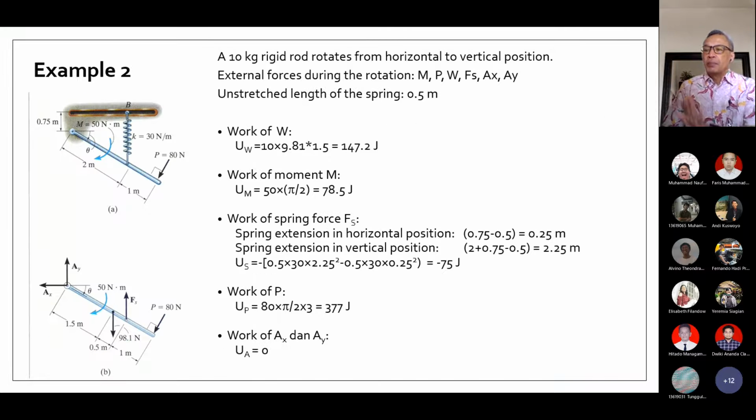Okay, this is an example. I will discuss this example again. So we have this system, this rigid bar. It is hinged at this point. The bar can rotate as a rigid body about this hinge.